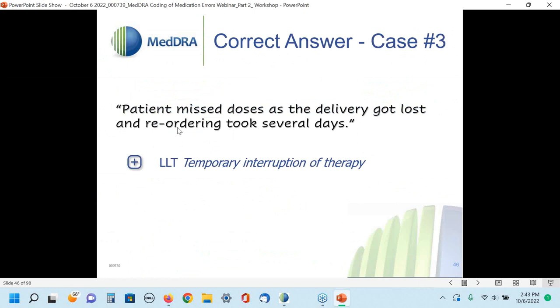But to my reading of this, I saw nothing in here that suggested that when the drug is available again and that reordering was actually put in place, which allowed me to at least interpret this to say the patient wanted the drug because they're still trying to reorder it, that temporary interruption. How you actually get to that is part of the magic of MedDRA, which is a top-down search, having some idea where you should be looking for that particular concept.